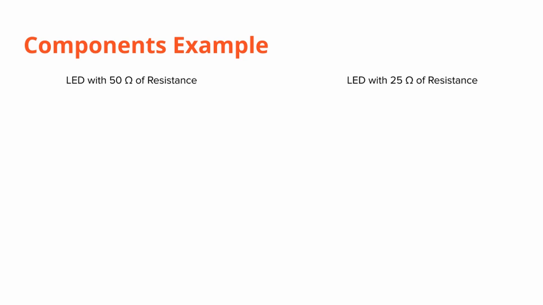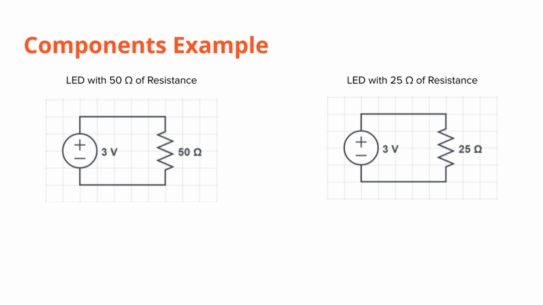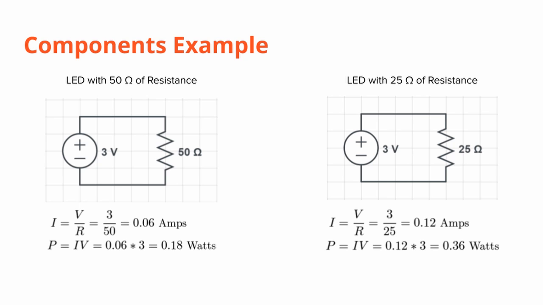Here we have two LEDs. One will have a resistance of 25 ohms, and the other will have a resistance of 50 ohms. They will both be attached to a 3-volt battery. We can model this with the circuit diagrams shown, where we have a voltage source attached to a resistor of the respective resistance. We can then calculate the power consumed by both of these resistors to find out which LED will glow brighter. Remember that from before, the power consumed by the resistor is directly related to the brightness of the LED. The one on the left will have a power consumption of 0.18 watts, while the one on the right will be 0.36 watts. Since LED number 2 has the higher power consumption, it will glow brighter.